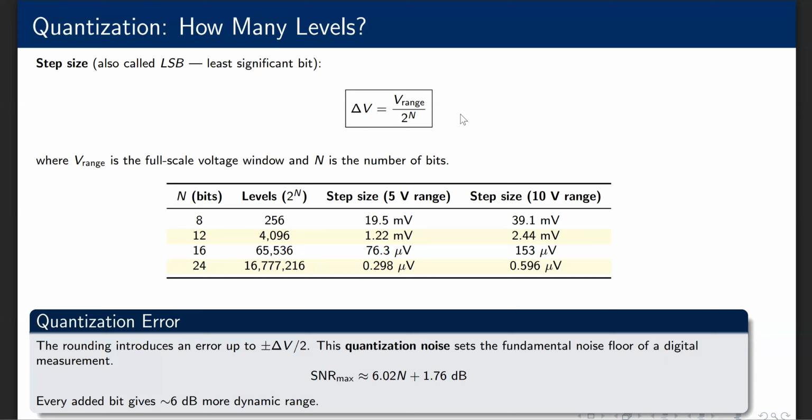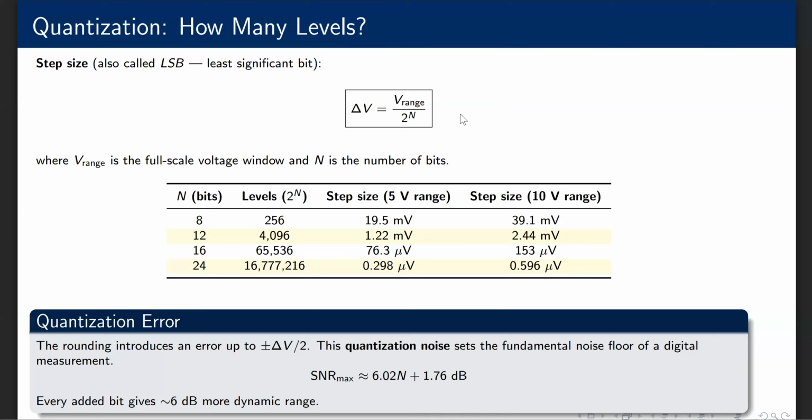The table below shows concrete numbers for different resolutions and input ranges. For a 5-volt range, an 8-bit ADC has steps of 19.5 millivolts, which is pretty close. A 12-bit ADC gets to 1.22 millivolts. A 16-bit ADC gets to 76 microvolts, a 24-bit ADC to 0.3 microvolts, with each jump in resolution being pretty dramatic.